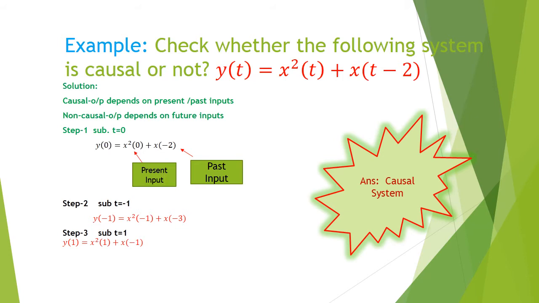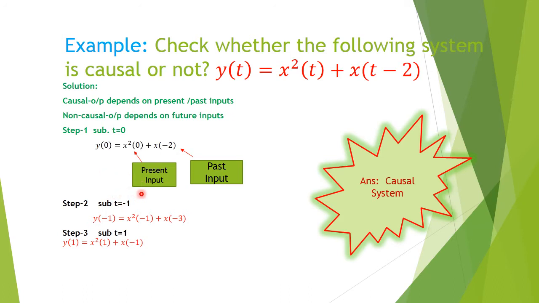So let us see an example on causal and non-causal systems. Check whether the following system is causal or not. y of t equal to x square of t plus x of t minus 2. Already we have seen causal means the output depends on the present or past inputs, but non-causal means the output depends on the future inputs. So first step, substitute t is equal to 0. y of 0 equal to x square of 0 plus x of minus 2. So x square of 0 is the present input and x of minus 2 is the past input. So from this itself we can say it is a causal system.